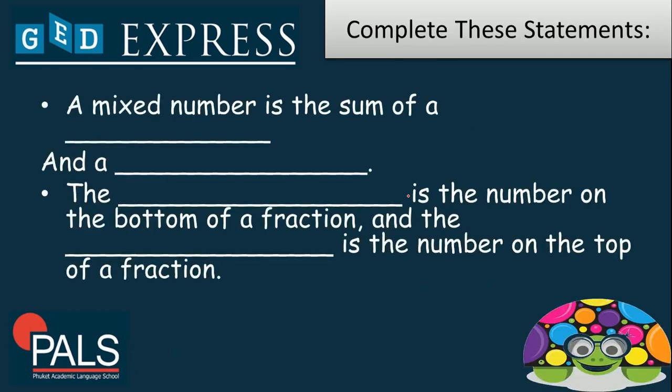Now, a mixed number, complete this statement. A mixed number is the sum of a blank and a blank. Sum of a whole number and a proper fraction. The blank is the number on the bottom of a fraction, that is the denominator, and the numerator is the number on the top of a fraction.